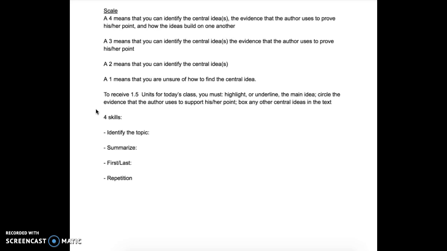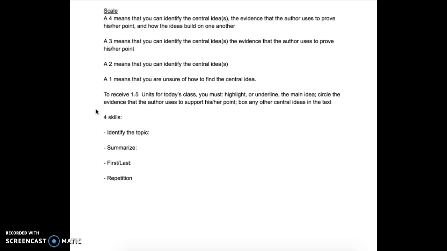A 4 means that you can identify the central idea or ideas, the evidence that the author uses to prove his or her point, and how the ideas build on one another. A 3 means that you can identify the central idea and the evidence the author uses to prove his or her point. A 2 means that you can identify the central ideas, and a 1 means that you're sort of unsure about how to find that central idea.